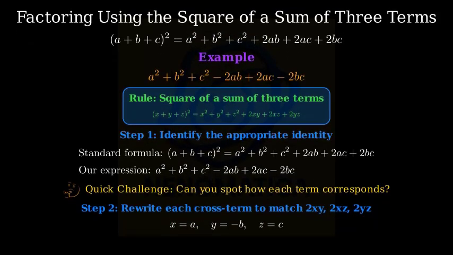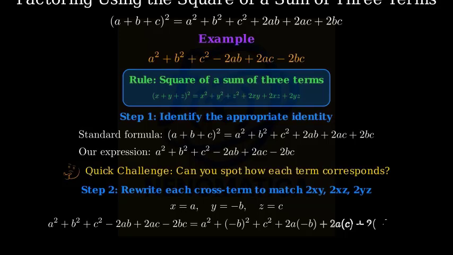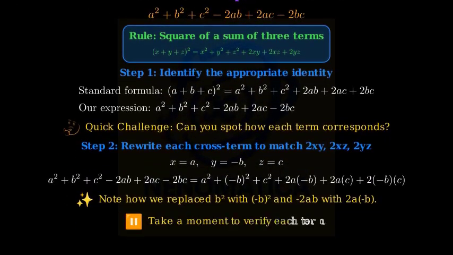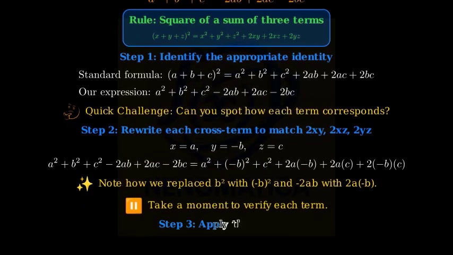Let's try substituting x equals a, y equals negative b, and z equals c into the formula and see if we get our expression. When we substitute, we get a squared plus the square of negative b, which is b squared, plus c squared plus 2 times a times negative b, which is minus 2ab, plus 2 times a times c, which is 2ac, plus 2 times negative b times c, which is minus 2bc. Great! We see that with these substitutions, we get exactly the expression we started with.